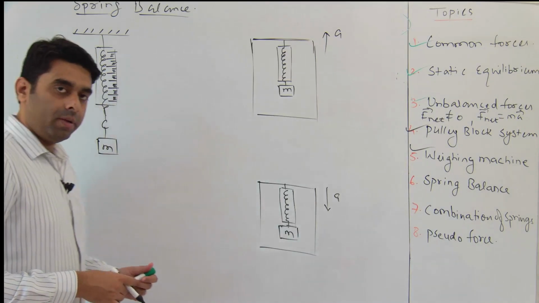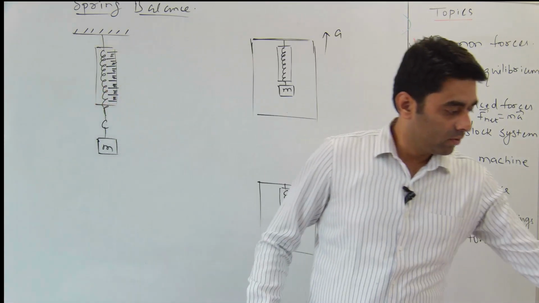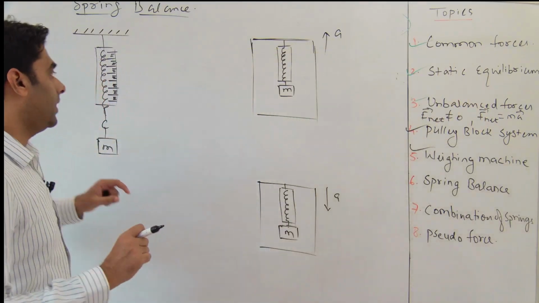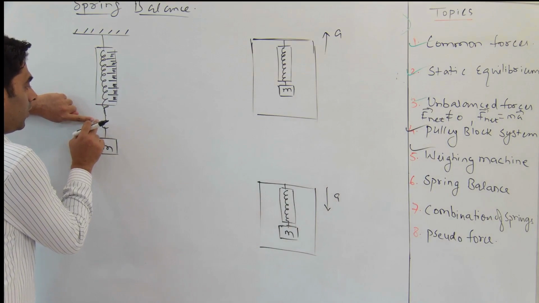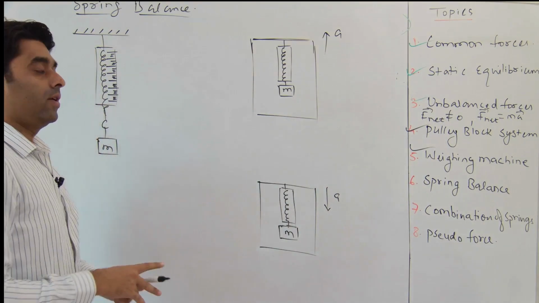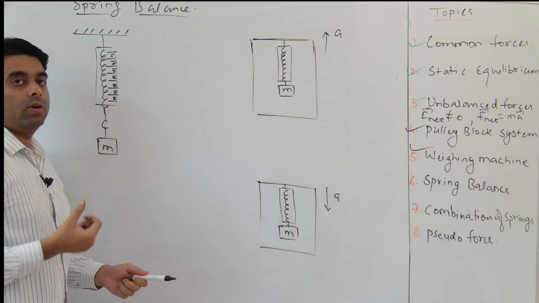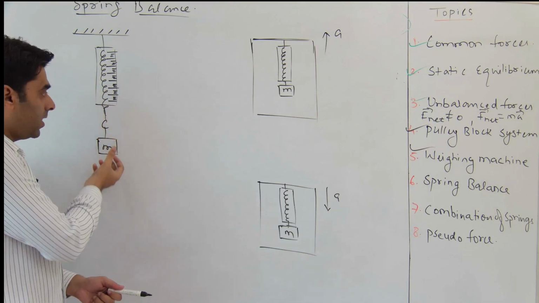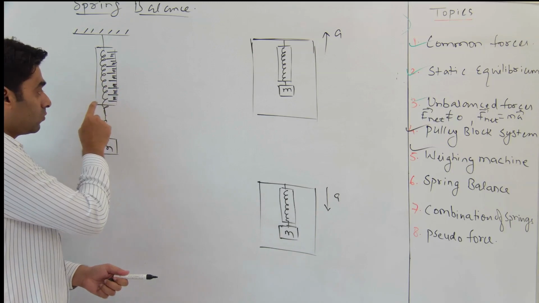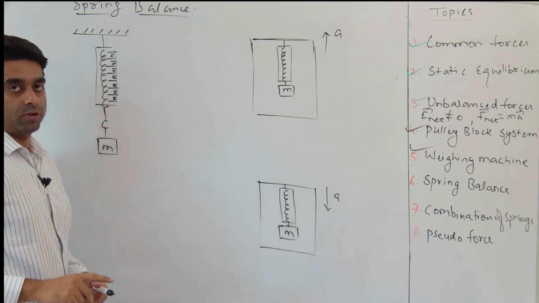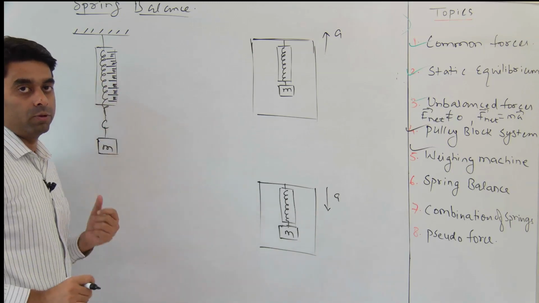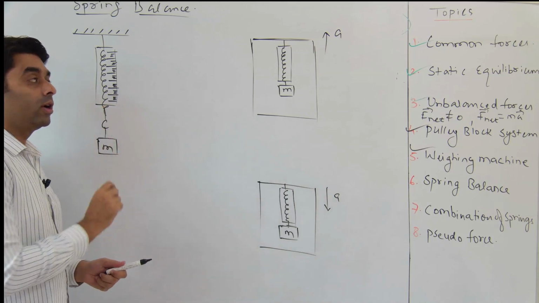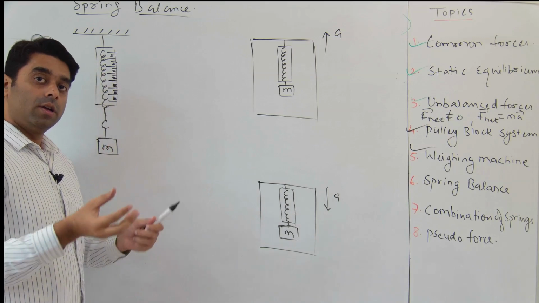Okay, spring balance. Let us talk about spring balance. What does a spring balance actually measure? It measures the tension force experienced by the hook. Whenever we keep a block on the spring balance, because of the mg force, it will pull down the spring, and after some time the spring force will balance the mg force, the downward force. At that equilibrium position, whatever tension is experienced at the hook is what is measured by your spring balance.